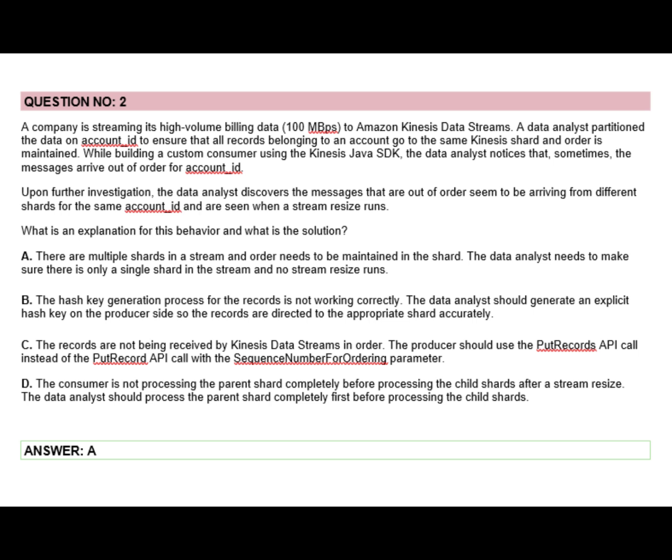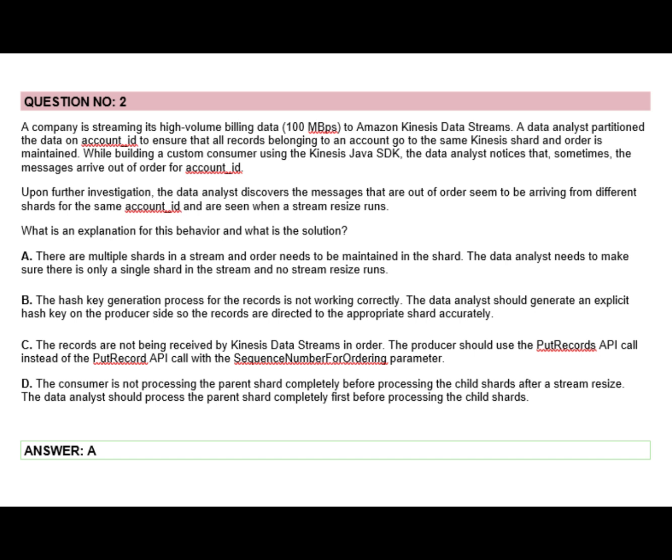Question No. 2. A company is streaming its high-volume billing data, 100 Mbps, to Amazon Kinesis Data Streams. A data analyst partitioned the data on account_id to ensure that all records belonging to an account go to the same Kinesis shard and order is maintained. While building a custom consumer using the Kinesis Java SDK, the data analyst notices that sometimes the messages arrive out of order for account_id. Upon further investigation, the data analyst discovers the messages that are out of order seem to be arriving from different shards for the same account_id and are seen when a stream resize runs.